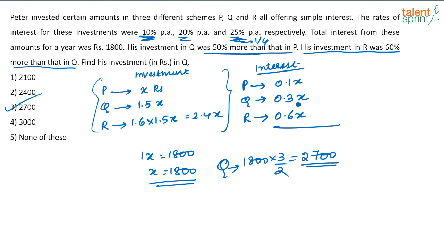0.1x. The interest that Q gets is 0.3x. The interest that R gets is 0.6x. Basically what I have done is multiply X rupees into 10 by 100. That is the interest, correct? 1.5x into 20 by 100. Similarly 2.4x into 25 by 100. That is the interest received for the first year, right? You add all that. I didn't write this step explicitly because I don't think it was required.